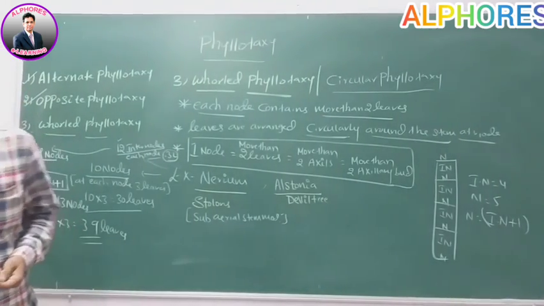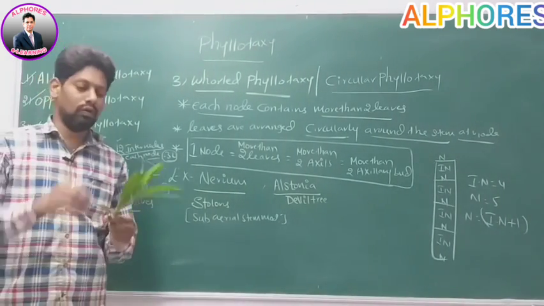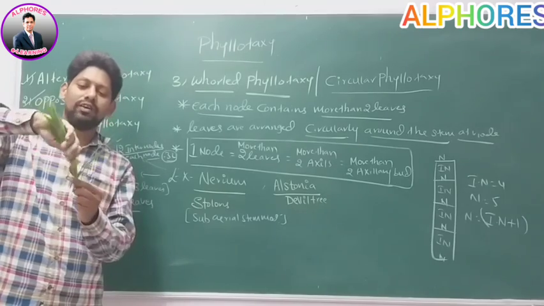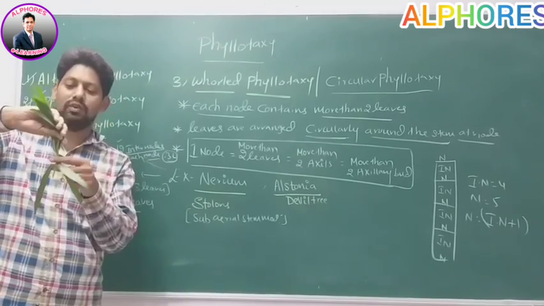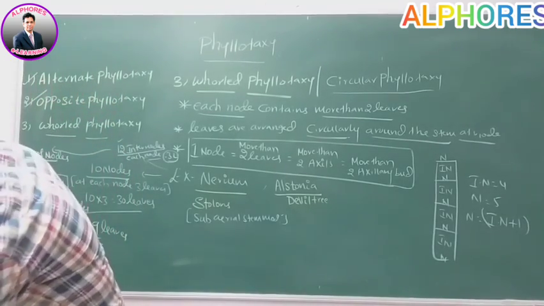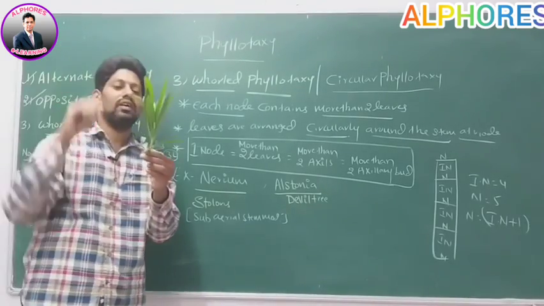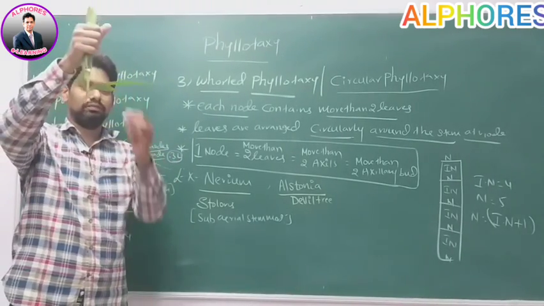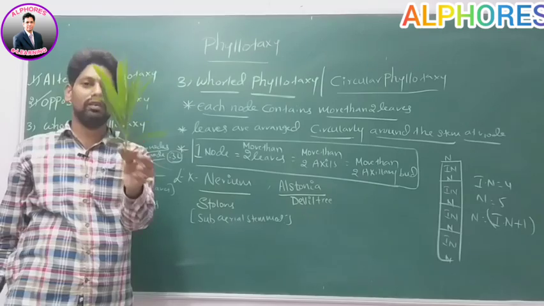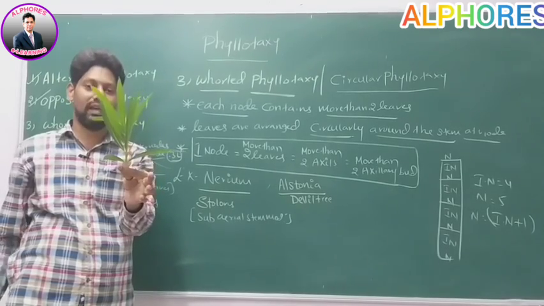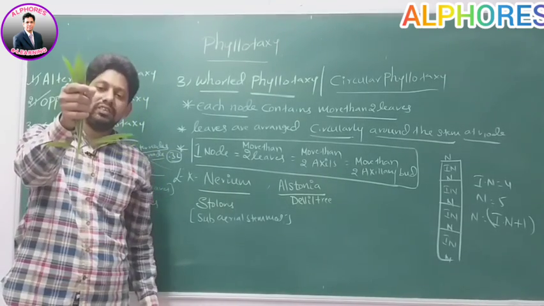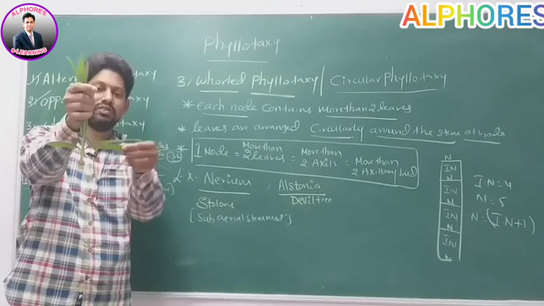Okay. Now, which phyllotaxy are we discussing? Whorled phyllotaxy. What is another name for whorled phyllotaxy? Circular phyllotaxy. Whorled phyllotaxy is also called circular phyllotaxy. This is a Nerium plant. What is this plant's name? Nerium. Right? Now you see, at this node, how many leaves are there? 3 leaves. You can count.